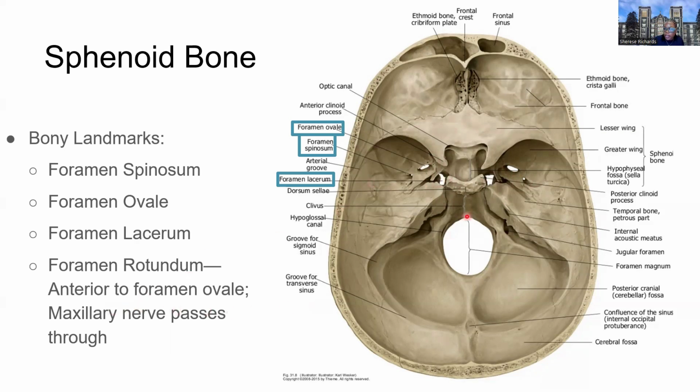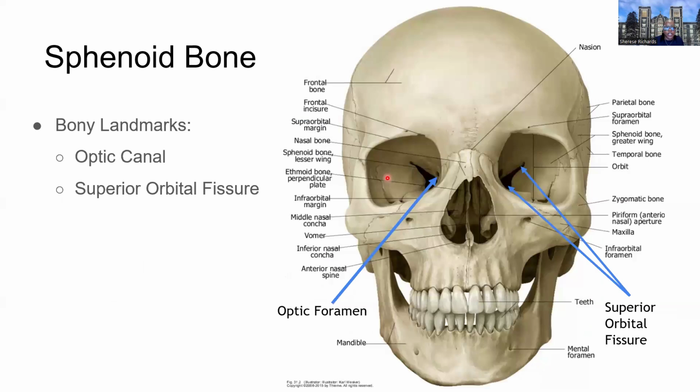Now, the maxillary nerve and artery are actually going to pass through the foramen rotundum, so that's another unique way to remember it, apart from its shape and location.